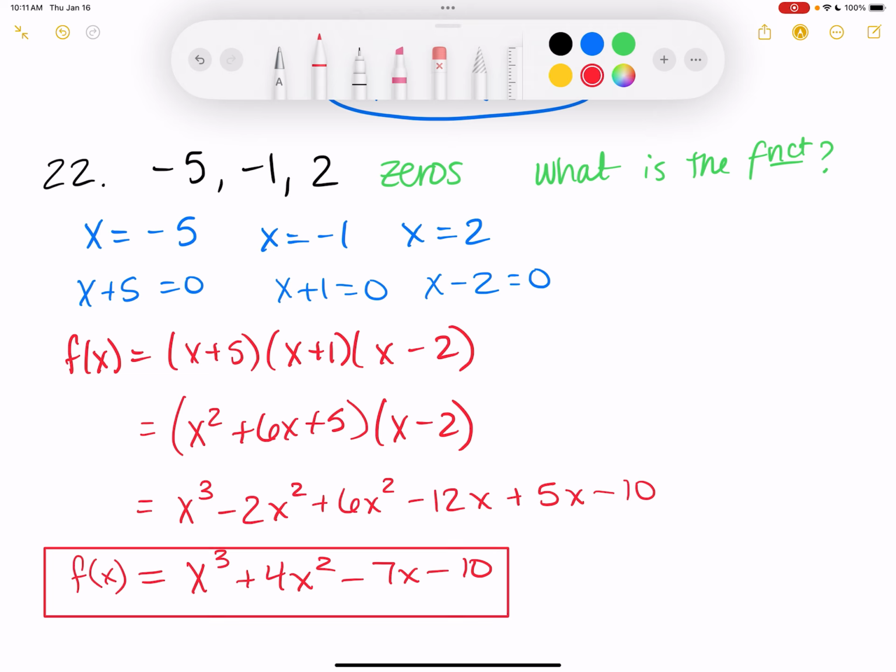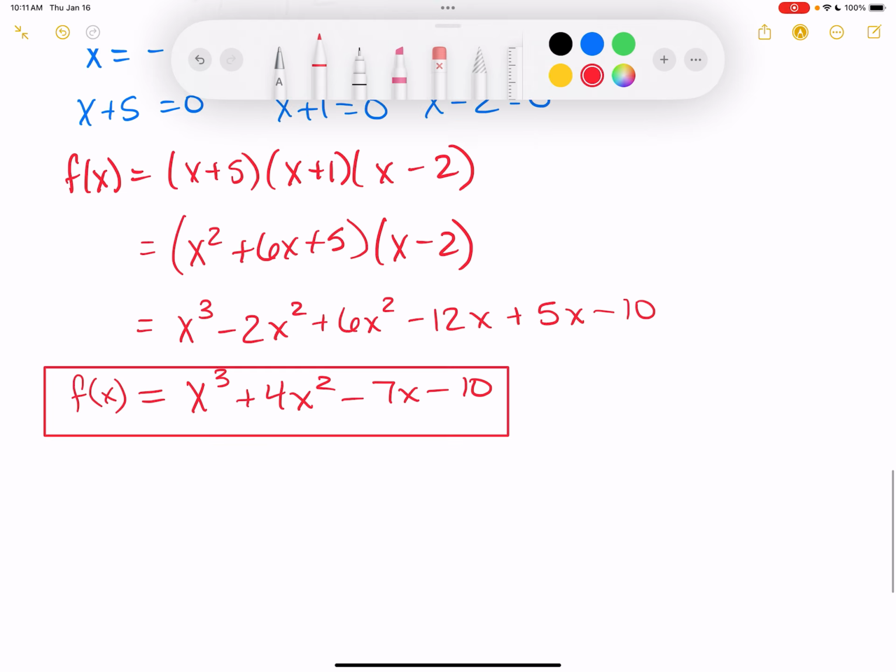Wait, it's x cubed plus 4x squared minus x. Yeah, he's right. I don't think Zach is doing so well. Okay. Have you tried turning it off?